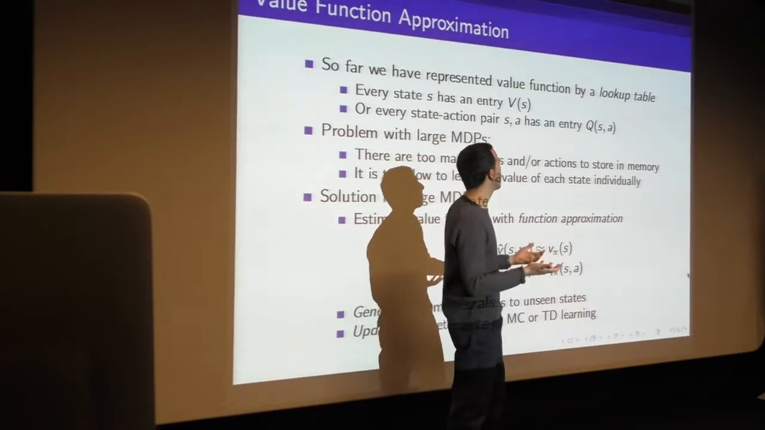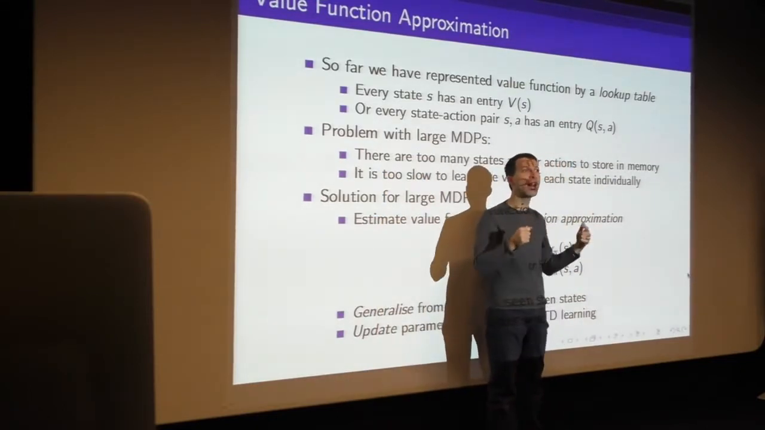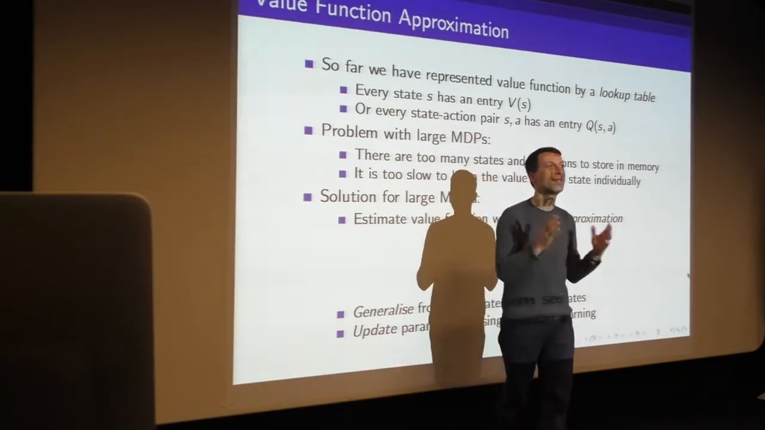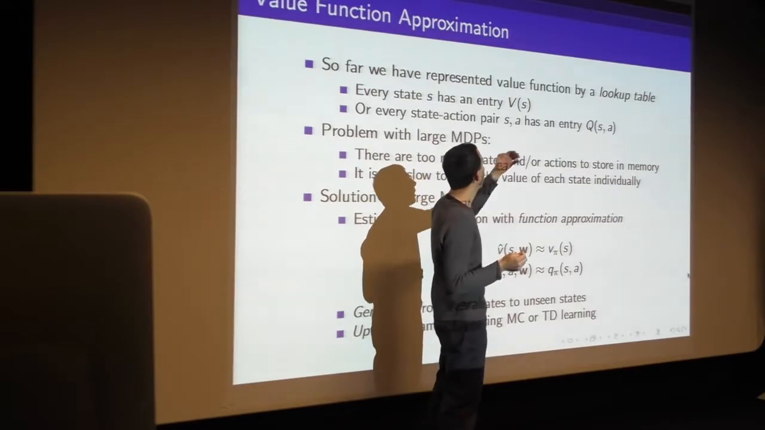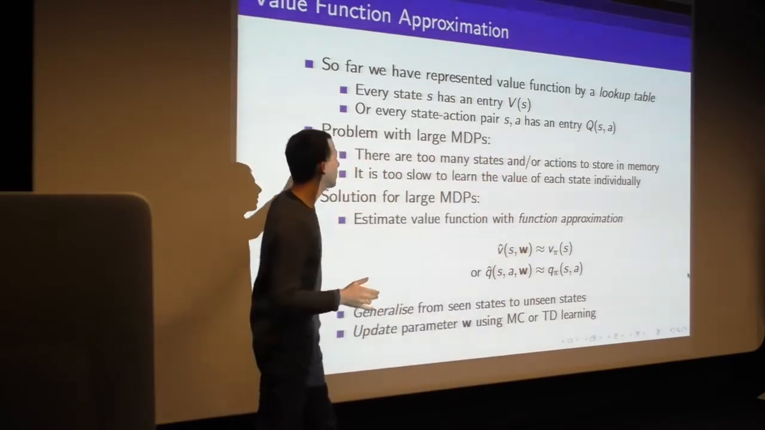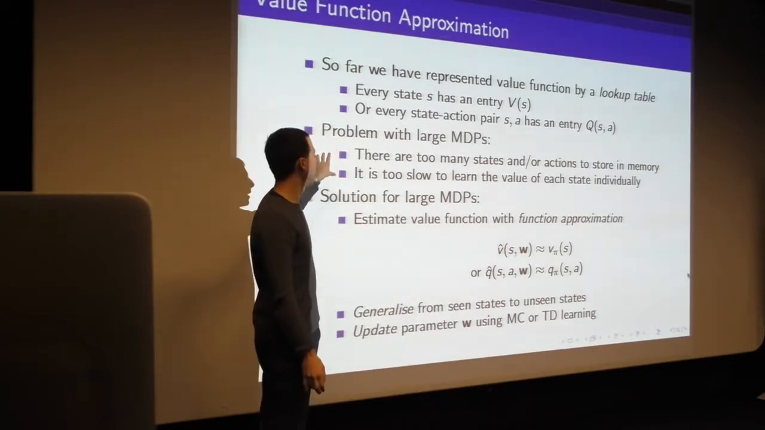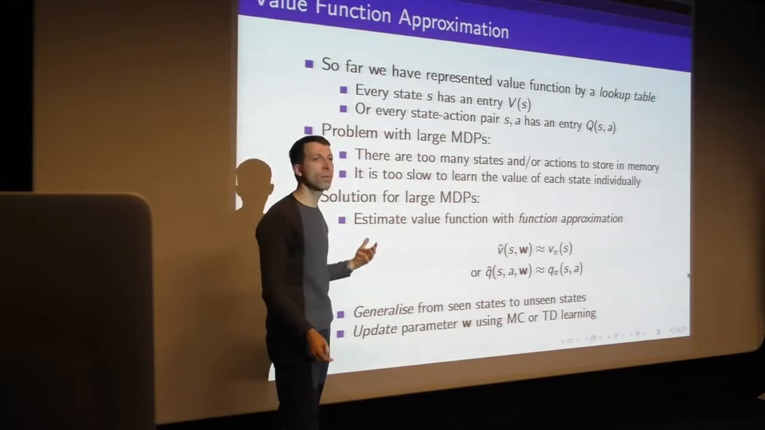But again, so far we were just restricting ourselves to this giant table that has an entry for every state and also for every action now. So think of this as a two-dimensional table for all states in your state space and all actions in your action space. We had a separate entry in the table. Okay. And so let's be specific about the problem now. There are just too many states and/or actions to store in memory.